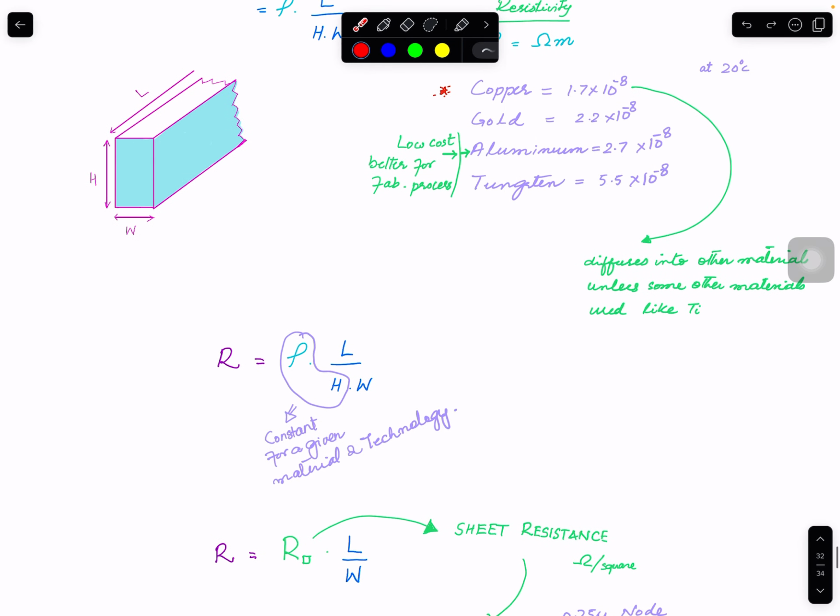In the next video, I will combine resistance and capacitance for an interconnect and build into some sort of delay modeling. And that will be the last video on interconnect.